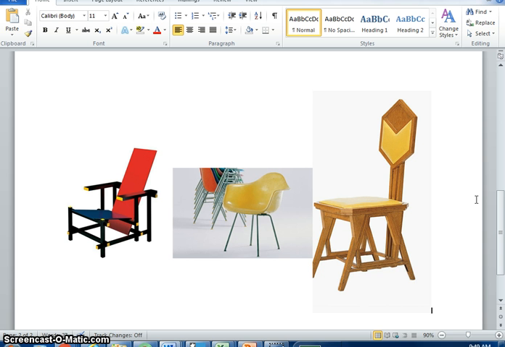Please be quiet, just because it's hard to hear around the camera. Okay, guys? So these are 3 very, very famous chairs.